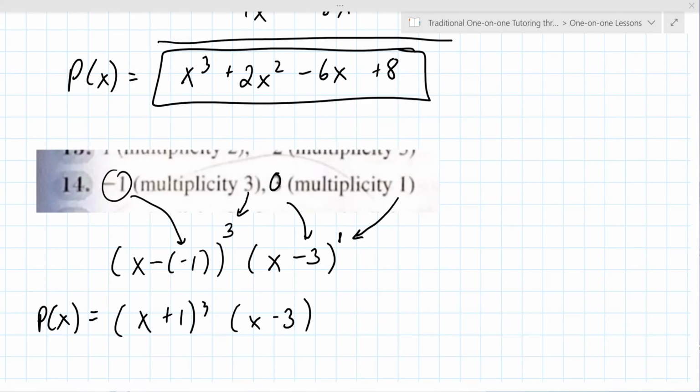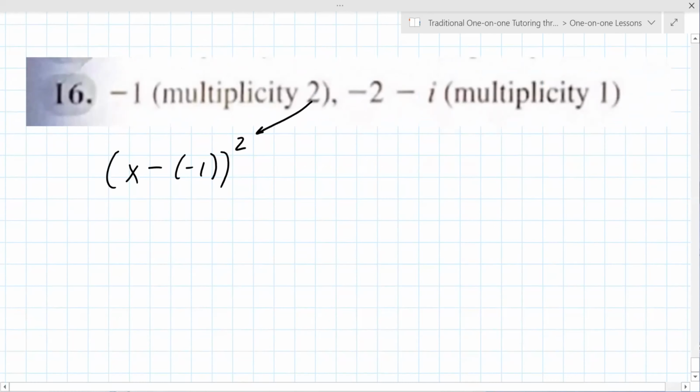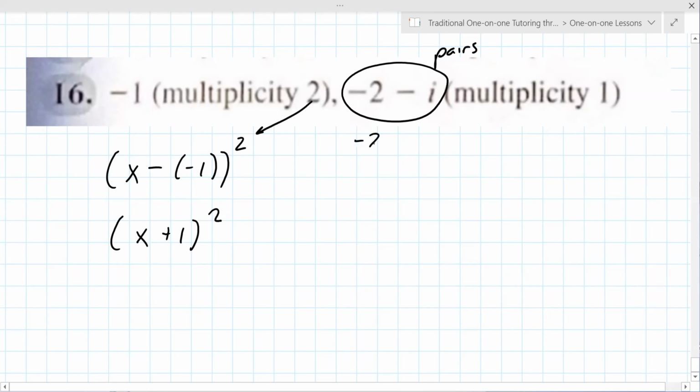We need to do 16 because it's got a little oddity in there. Little wrinkle. All right, so -1 has a multiplicity of 2. So that's x minus -1, and then put a 2 there because of that. So this becomes x plus 1 squared. Okay, that's great. Now these always come in pairs. What I mean by that is that if it just gives you one of them, you have to know the other one. This is the conjugate pair. They're both there.